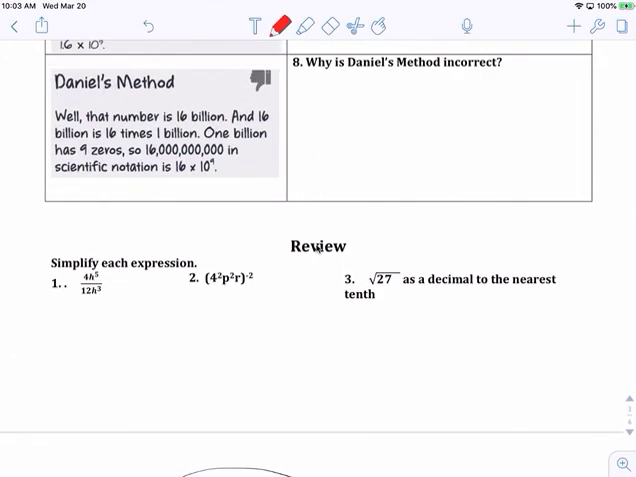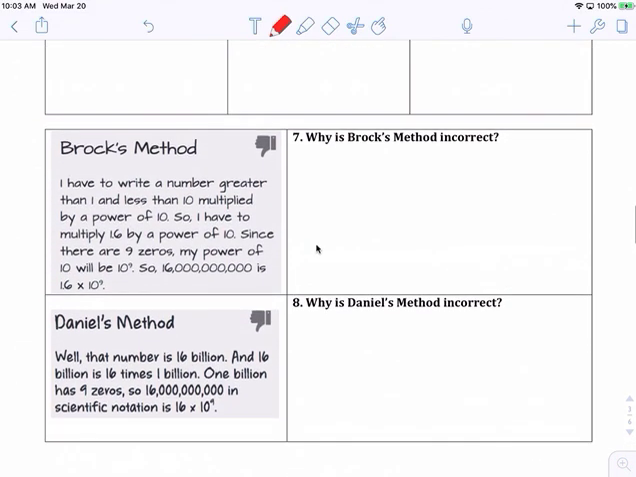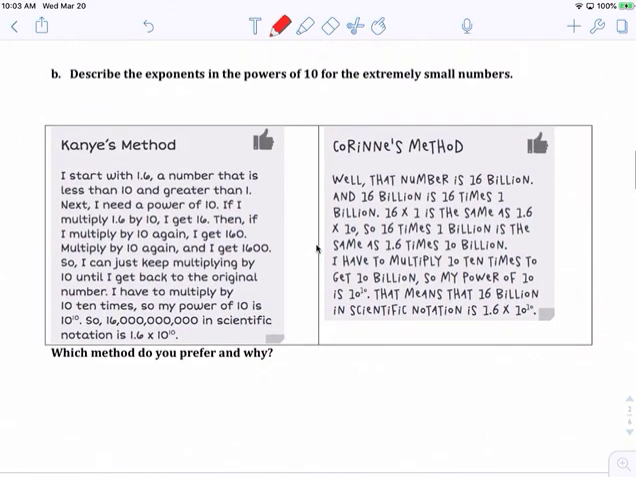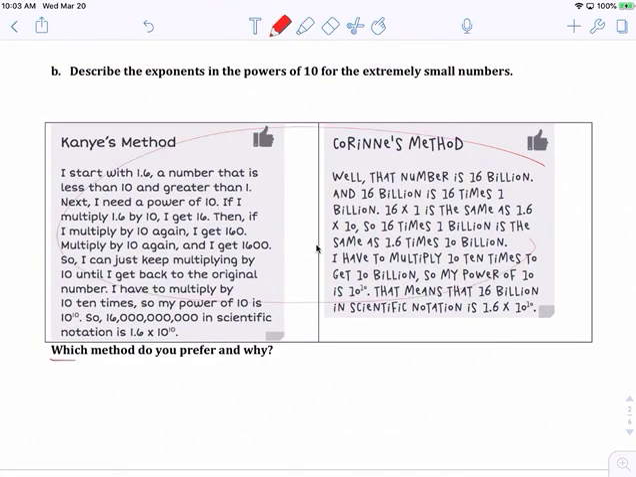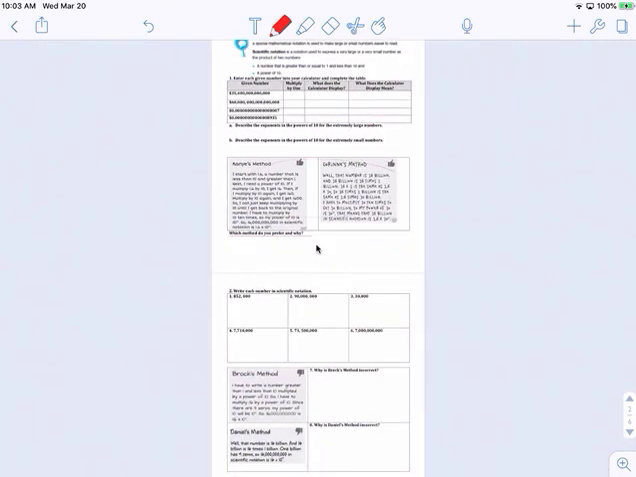Okay, we've done a lot of these, so I want you to try these on your own. Make sure you explain. Read this and tell me which method you prefer and why. Okay? That's your homework.